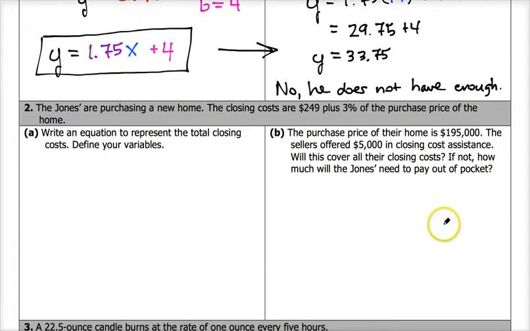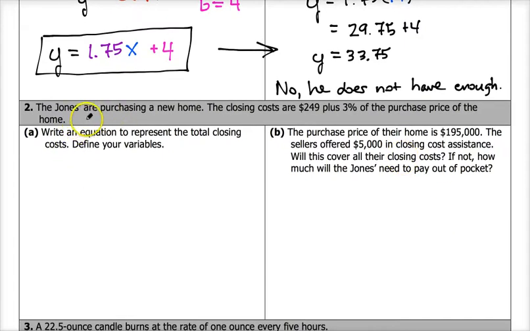Okay, number 2 says the Joneses are purchasing a new home. The closing costs are $249 plus 3% of the purchase price of the home. And so in part A, again, we're going to write an equation to represent this situation.